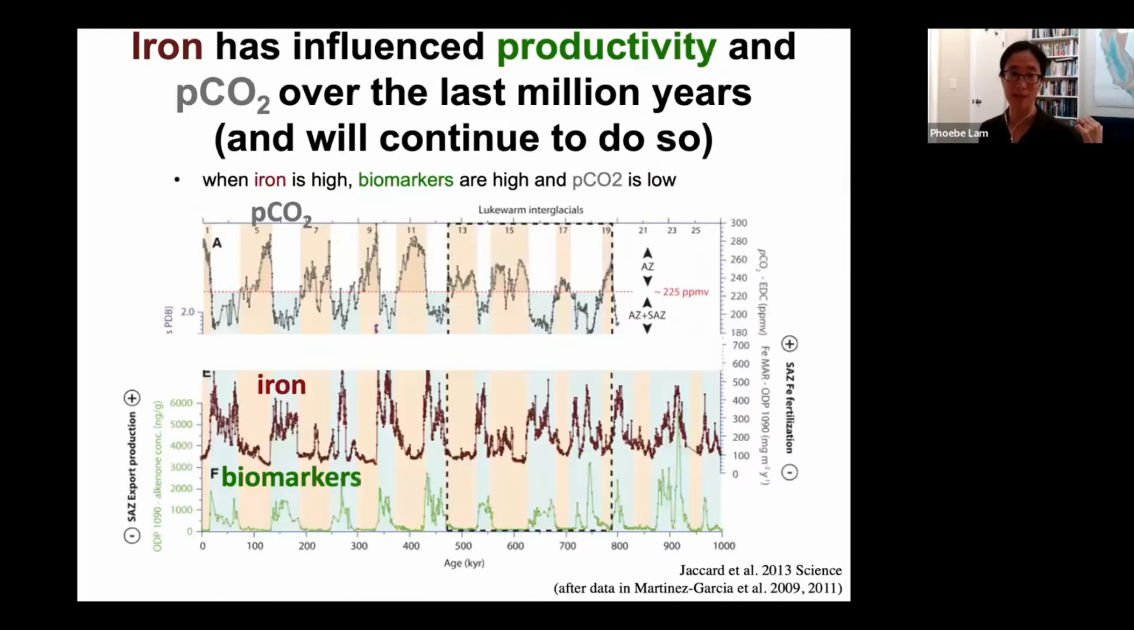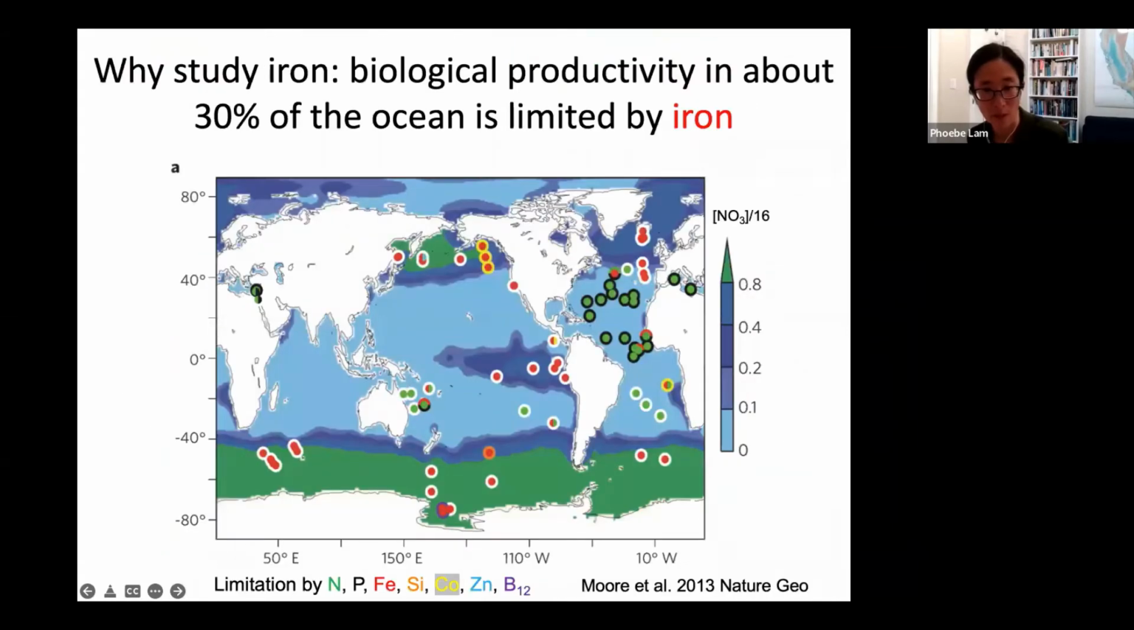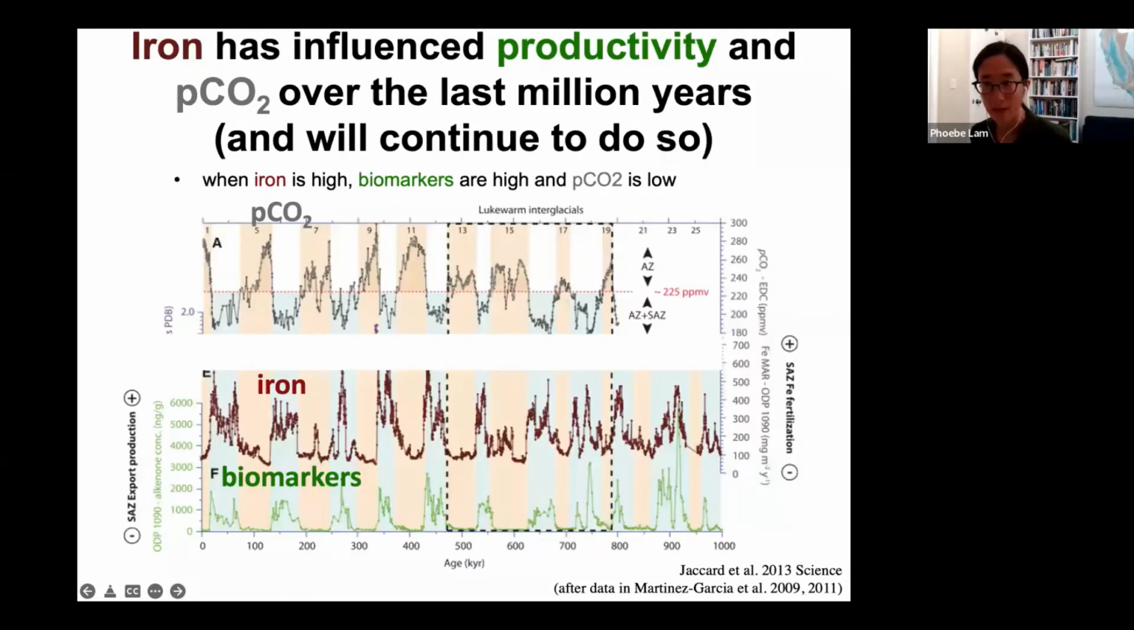And you can go back in time as well. What this is showing you is a sediment core. The sediment core was actually taken from around here, in what we can see from modern studies is this iron limited area. And this is going back in time from the present to 1 million years ago. And I'm showing you the reconstruction of PCO2, so atmospheric CO2 concentrations, iron deposition in the sediment core, and biomarkers that indicate productivity.